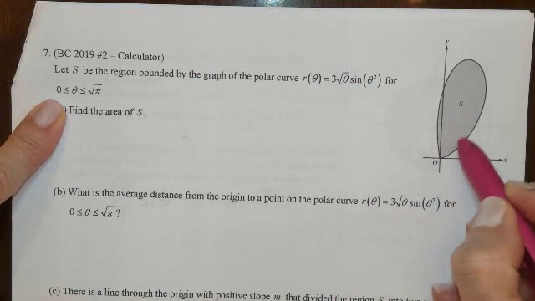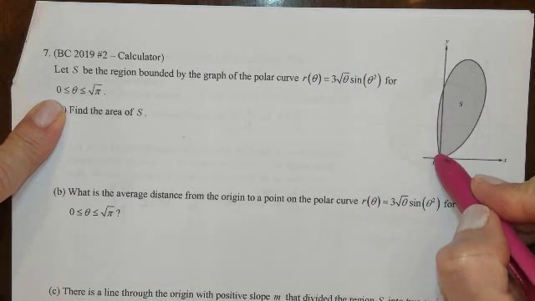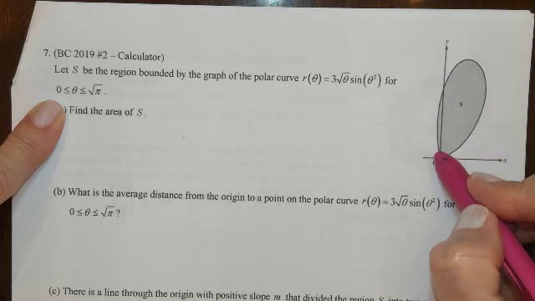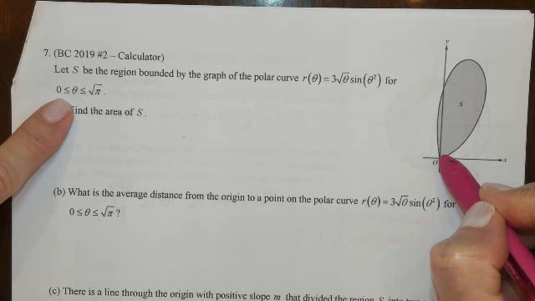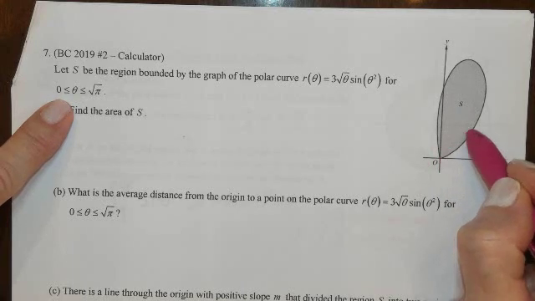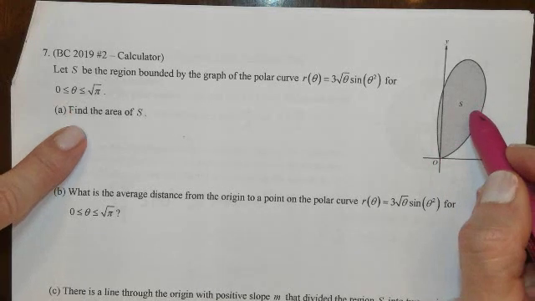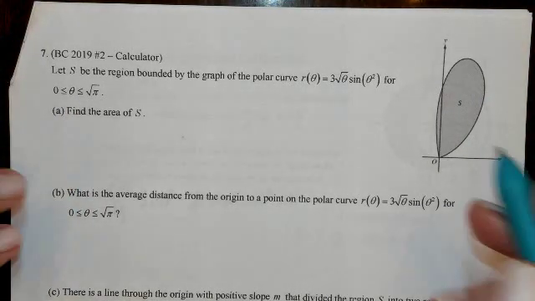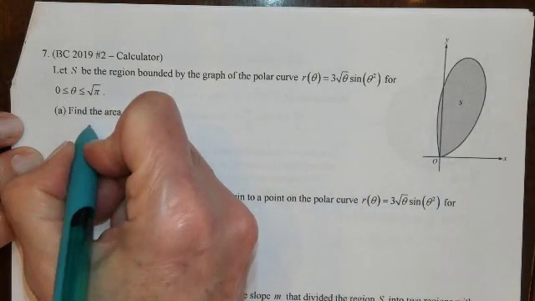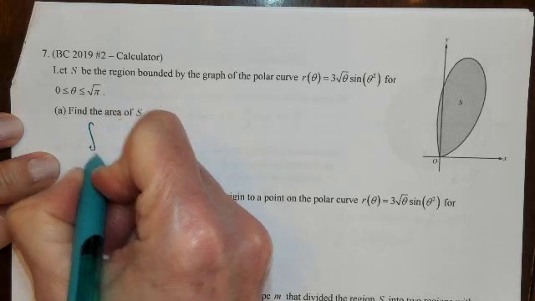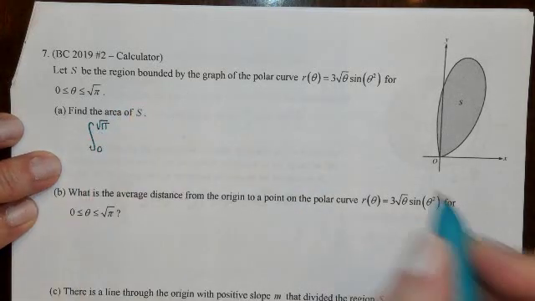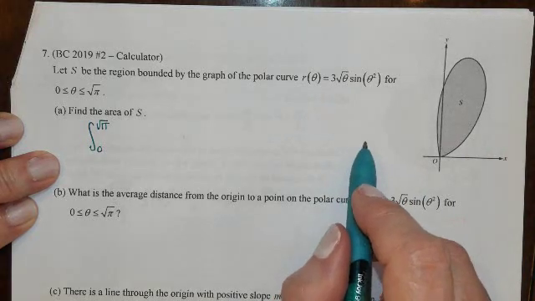And if you are not confident that it goes in that direction, go ahead and plug it into your calculator in polar mode and quickly see that it does go there. We start at theta equals 0, and the curve goes this direction, okay? First of all, we want to find the area of S. So just the area. So the area of S will be the integral from 0 to square root of pi. Nothing tricky going on. We just have the one curve, right?